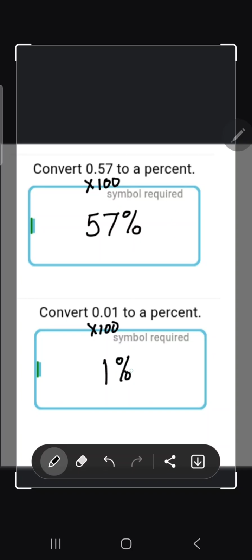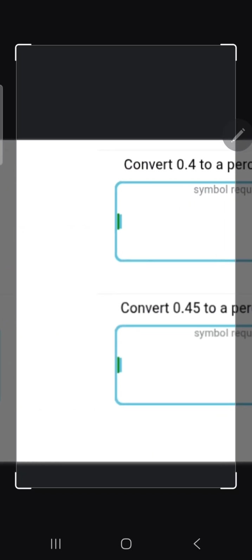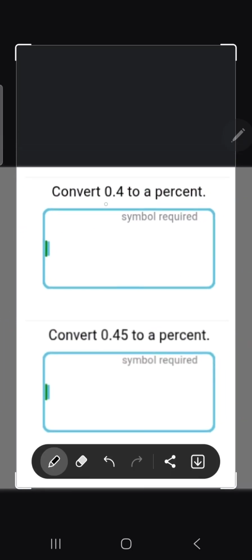And that's the symbol required for the problem. You make sure you put the percent sign. Taking a look at the next problem, we have 0.4 to a percent. I'm going to multiply that by 100. 0.4 times 100 would be 40%. 0.45 multiplied by 100 to make it a percent. That's going to be 45%.